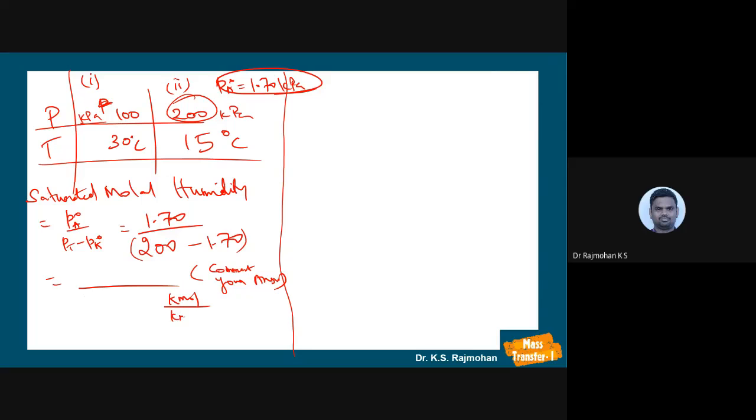Kilomoles of water vapor per kilomoles of dry air. So from this, we can get the saturated humidity. If you want to get it in terms of kg per kg, multiply by 18, so that the numerator becomes kg of water, divided by 28.84. So you will get them converted to kg of water vapor per kg of dry air.